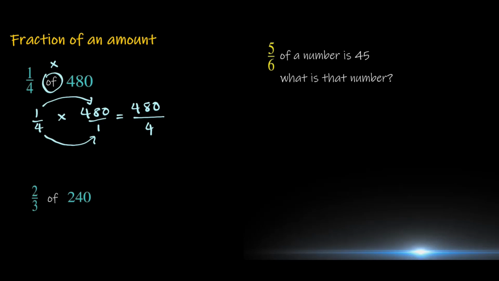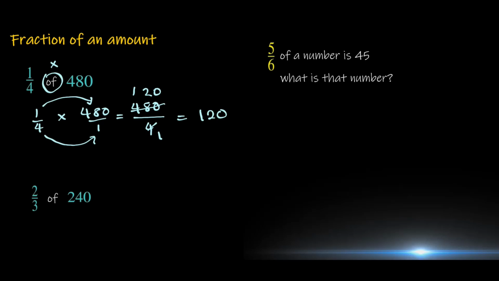4 goes into 4 one time. It goes into 480: 4 divided by 4 is 1, 8 divided by 4 is 2, and 0 divided by 4 is 0. So it goes into 480 120 times. So my final answer is 120.